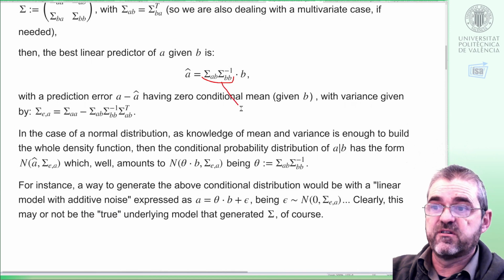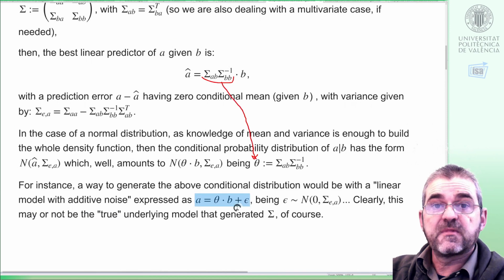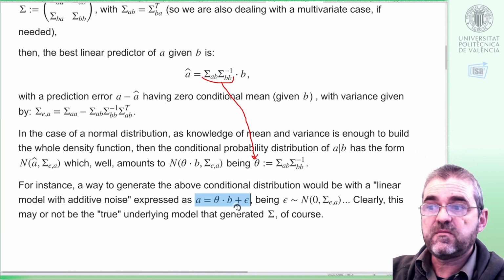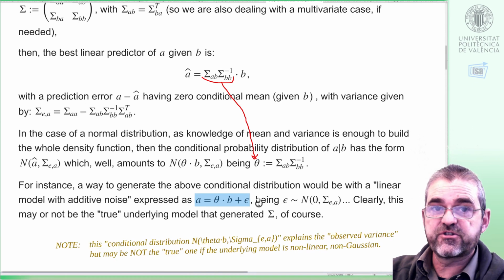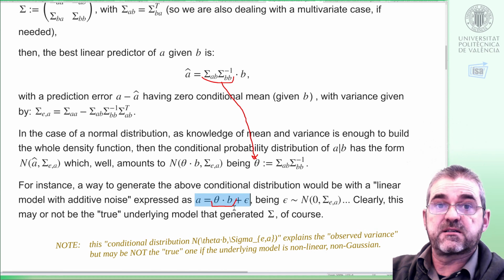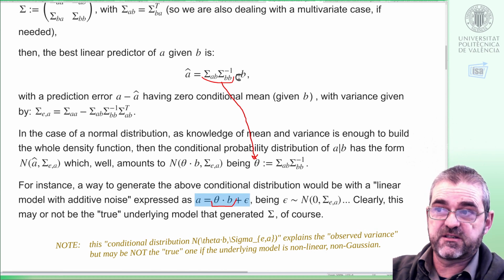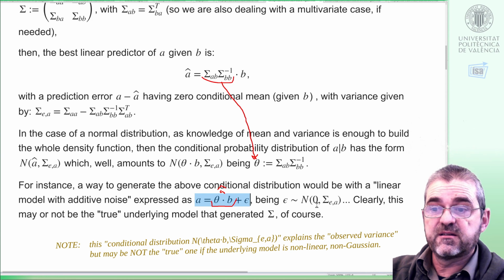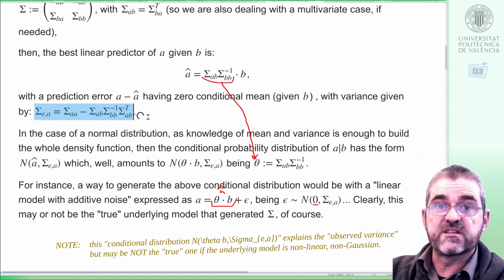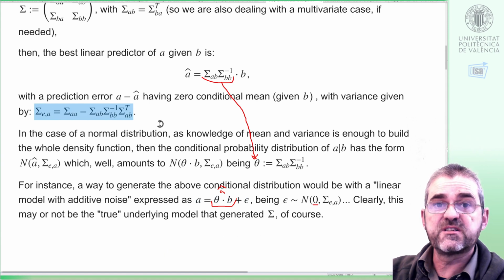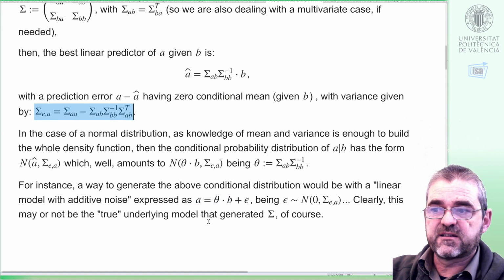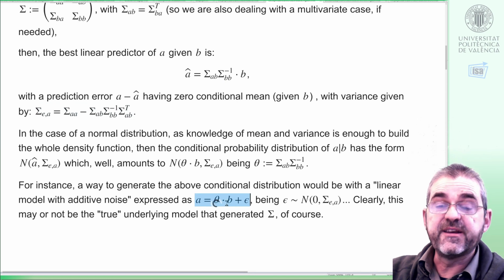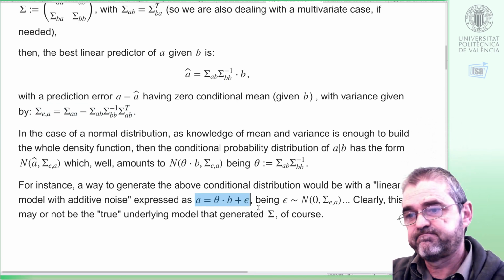If I call this coefficient theta, I can express the conditional distribution, in the case of normal distribution, let's say, as a mean value given by this A hat plus an independent zero mean random additive noise with this variance. So this is the way to get from a covariance matrix to an identified linear model with additive noise.